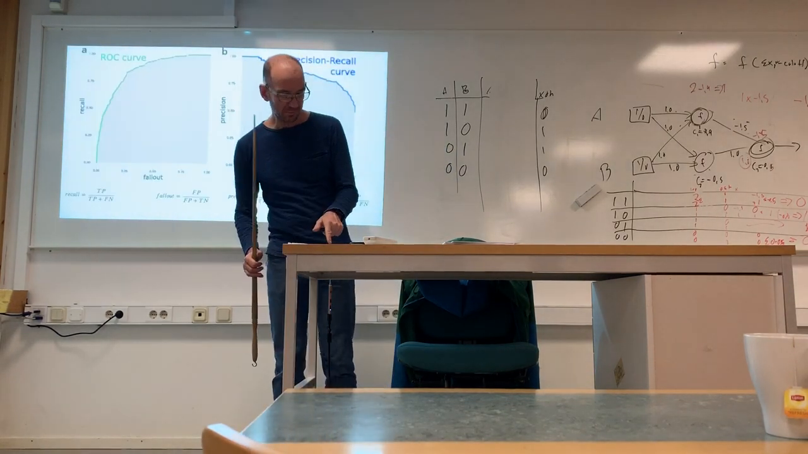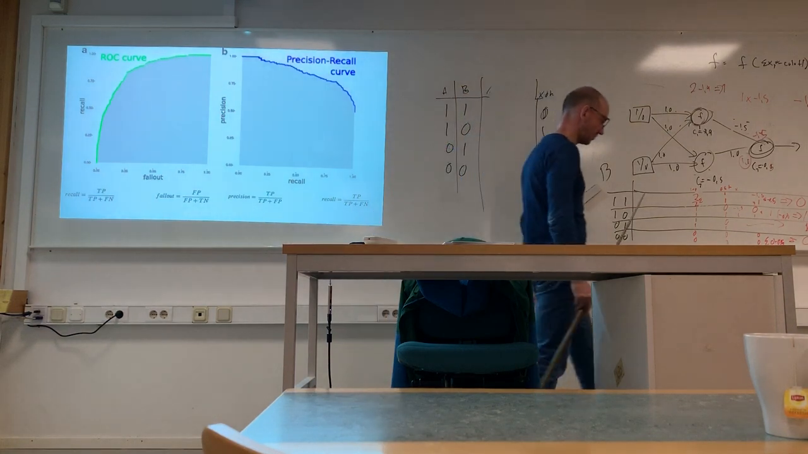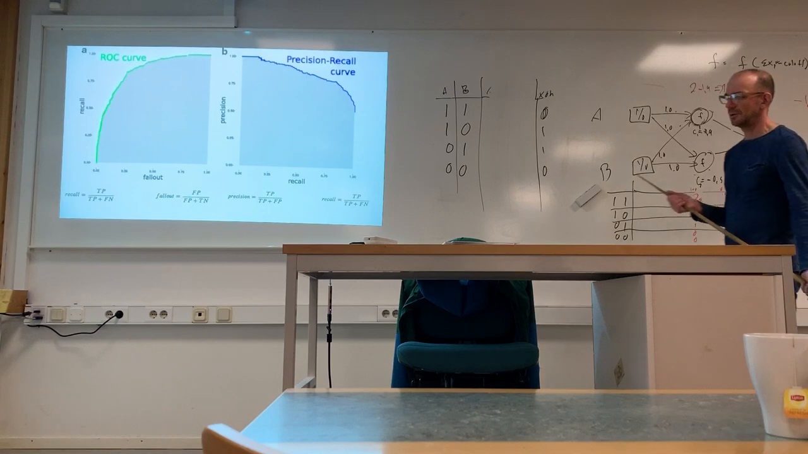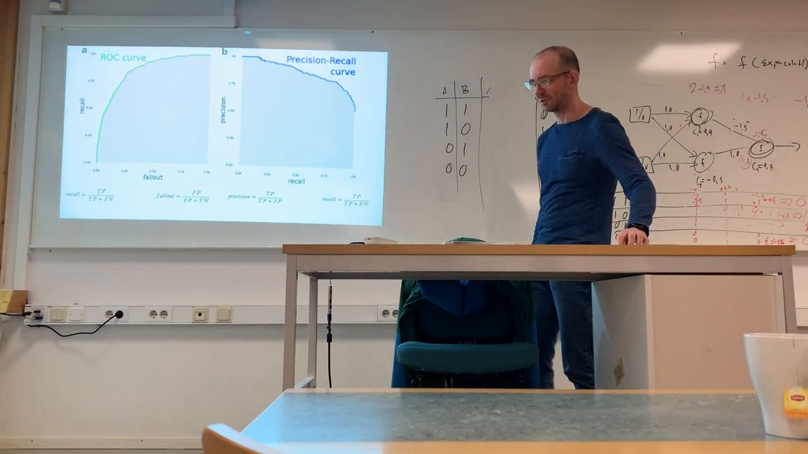Okay. So far we talked a bit about measures, we talked a bit about machine learning. So what do you do in bioinformatics? How do you represent the sequence? Because the sequence is not numbers.